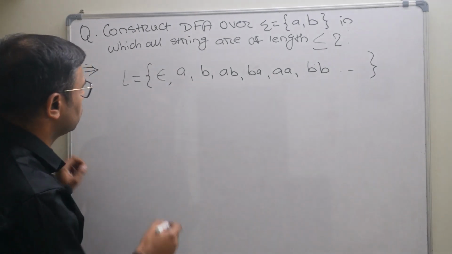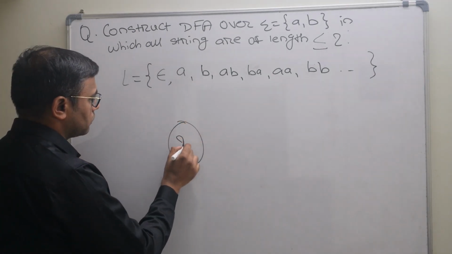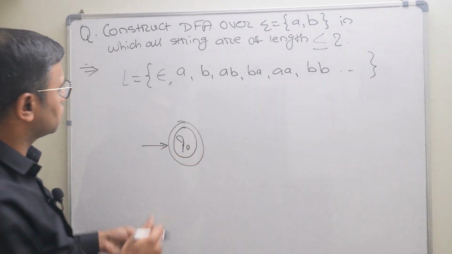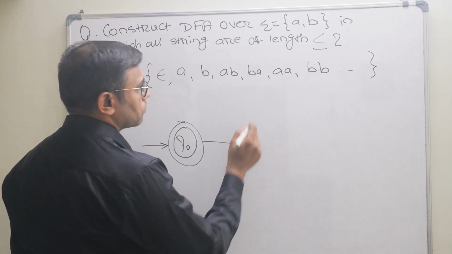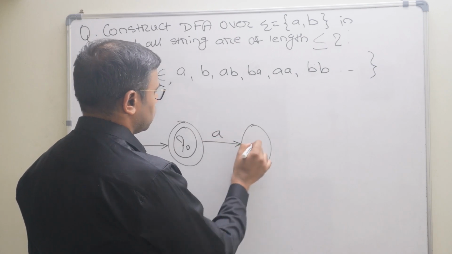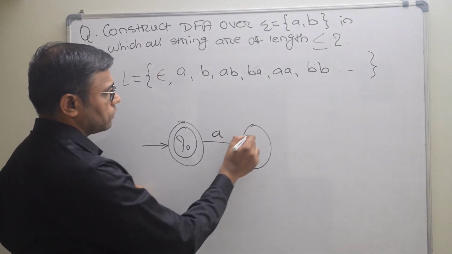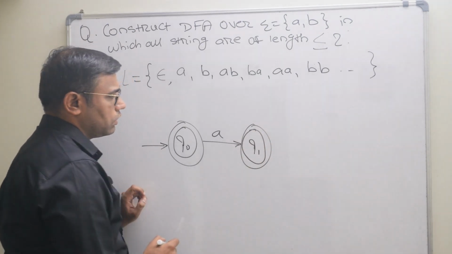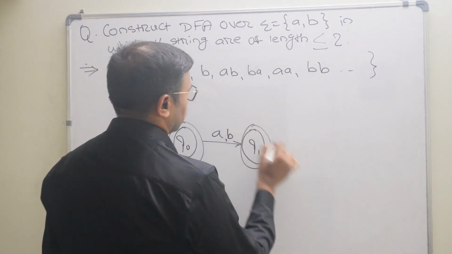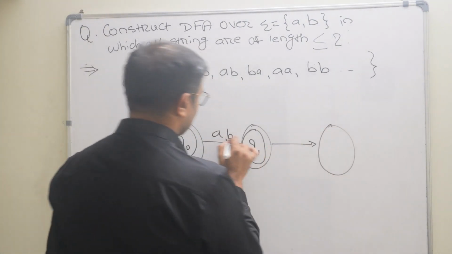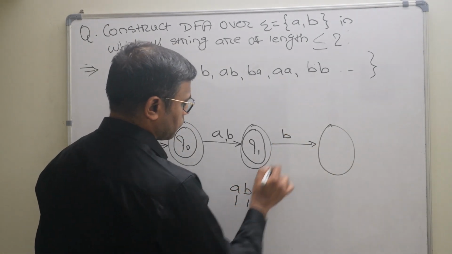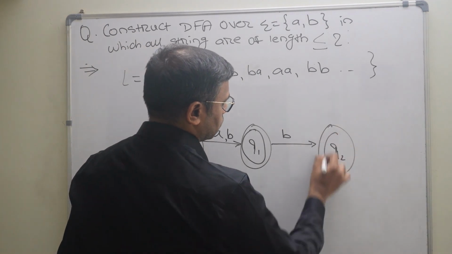So if you take epsilon, then the first state will be the final state for epsilon. Okay, so next is A. The length is less than or equal to 2. So if we take a single A, then it is okay, and it will also be a final state. Then if we take a single B, then also Q1 is the final state. Then for AB, A and then it will go for B. So for AB, A is covered, B is covered, so this is the final state.